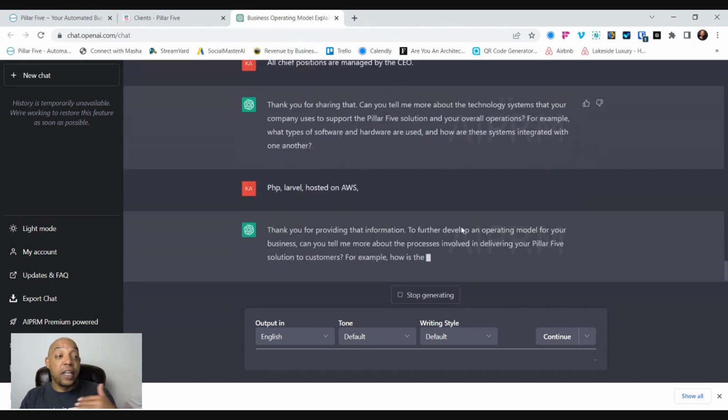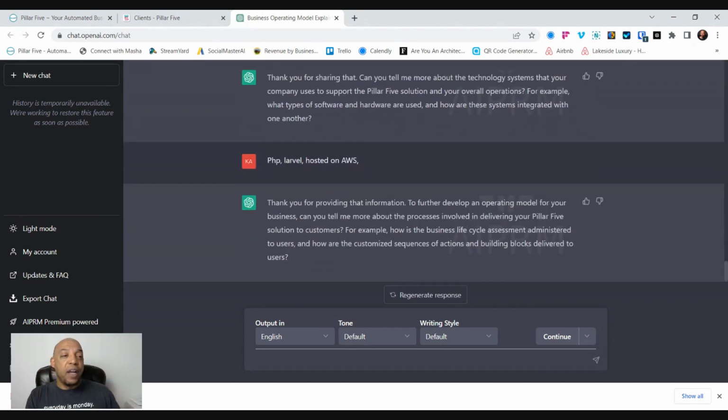Now, technically, if you have a CTO, we have a CTO. I can call my CTO and say, "Hey, I got a quick question for you. What's the technology stack? What do we need to know about this?" So, to further develop an operating model for your business, can you tell me more about the processes involved in delivering your Pillar Five solution. For example, how is the business lifecycle assessment administered?